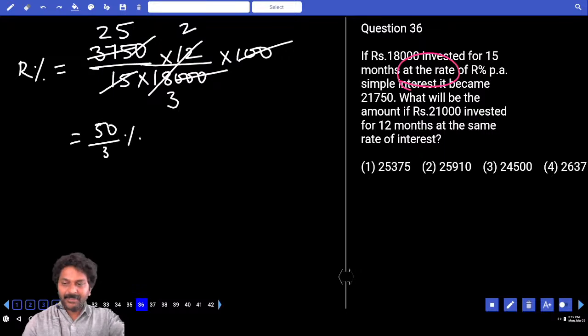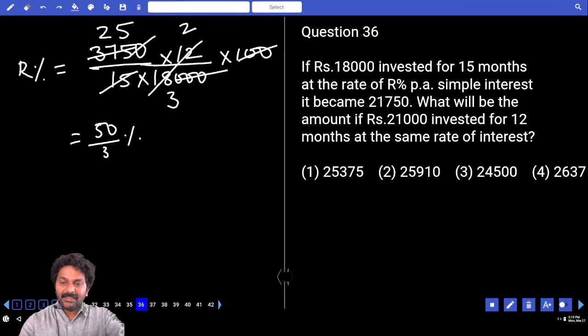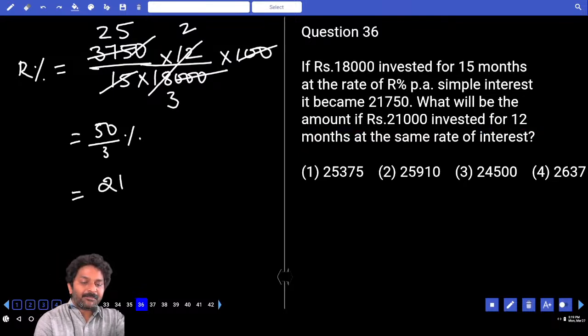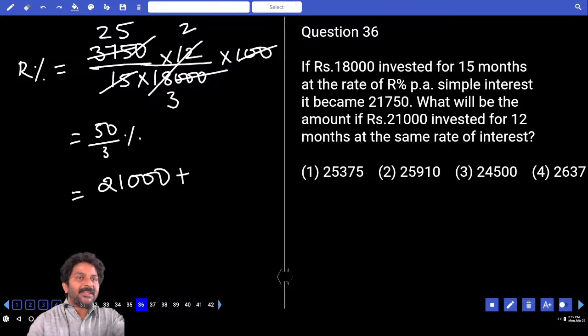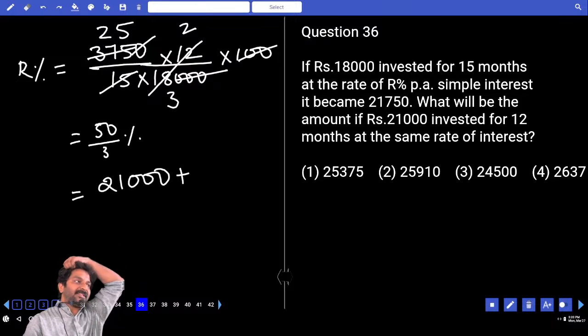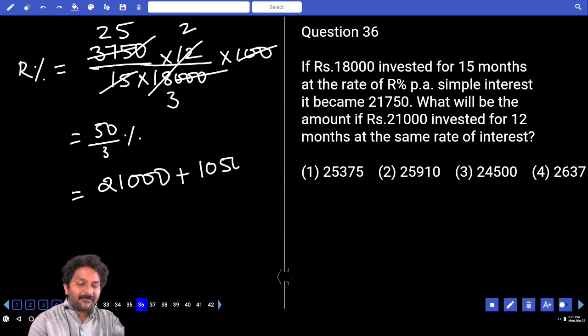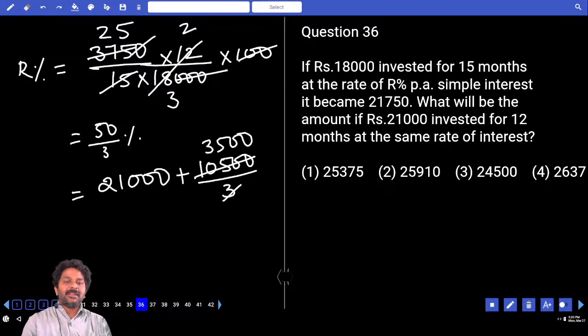Is this clear? Now the question is to identify amount on 21,000 invested for 12 months, which is 1 year, at the same rate of interest. We were asked to calculate amount. That means principal plus interest only. How much is the interest? 50 by 3%. What is 50% of this number? 10,500 by 3. This is 3,500 interest. 21,000 plus 3,500, 24,500.